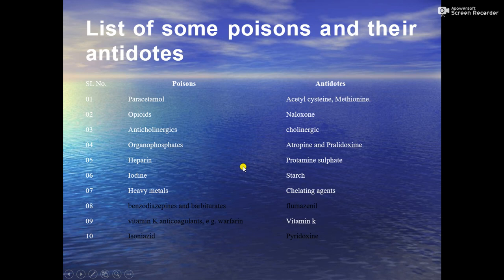Dear viewers, you can see on my screen the list of some poisons and their antidotes. These are the poisons or drugs, and these are the antidotes. In case of overdosing or toxicity, we can use these antidotes. Paracetamol is a drug of choice for fever. In case of paracetamol toxicity or overdosing, acetylcysteine and methionine can be used.